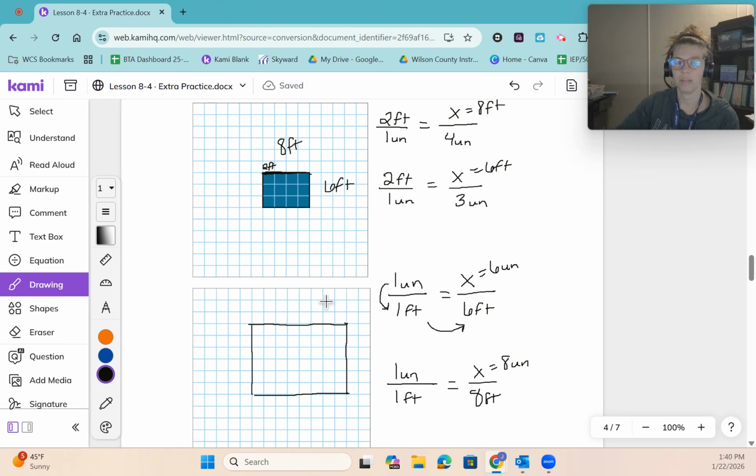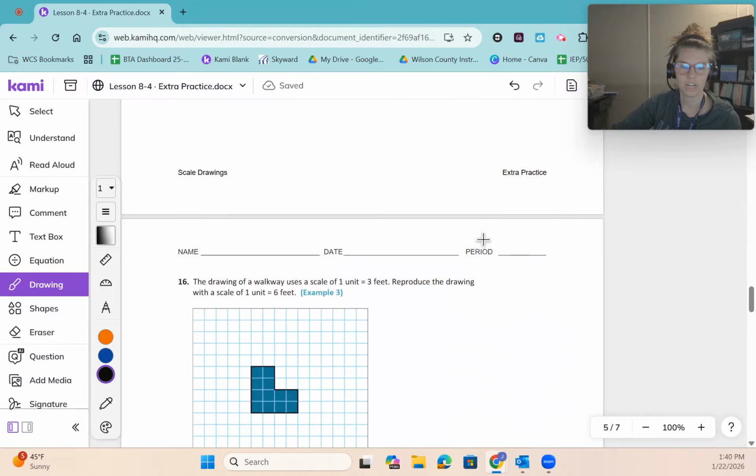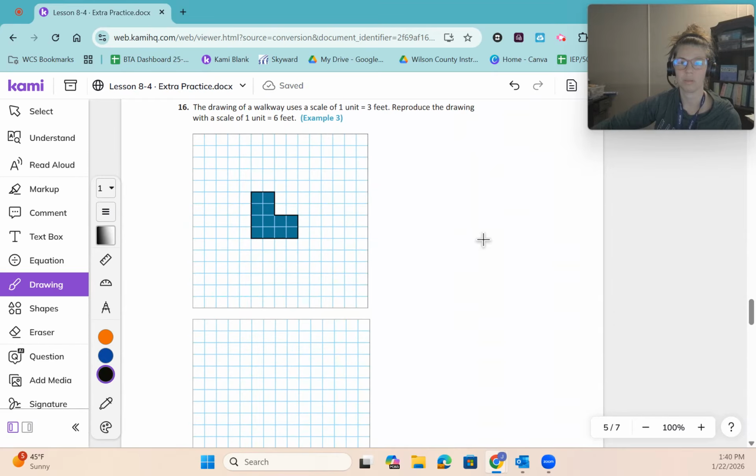Again, it's kind of one extra step where we have to figure out its original and then calculate its new. Okay, let's try another one like that together that's maybe a little more complicated. The drawing of a walkway uses a scale of 1 unit is 3 feet. Reproduce the drawing with a scale of 1 unit is 6 feet.